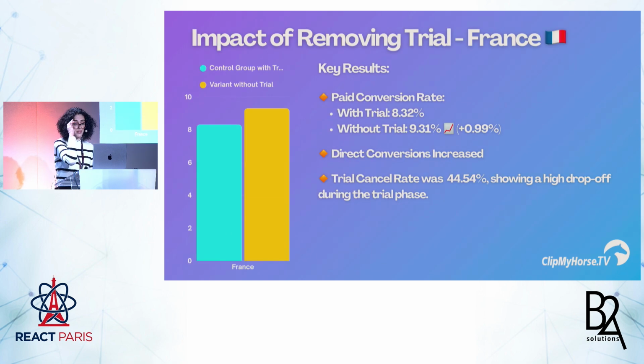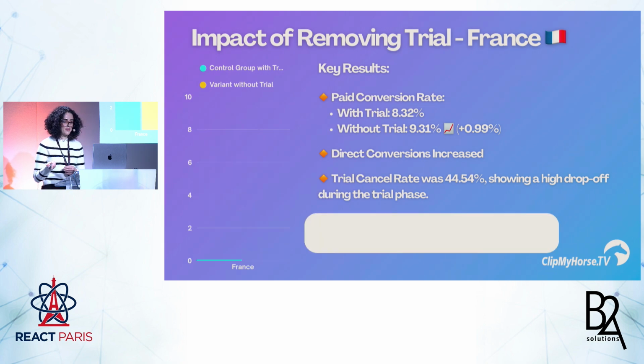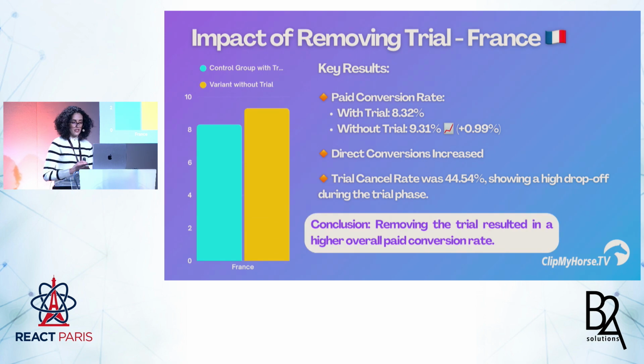Now let's see the impact of removing the trial month for France. The results are that the paid conversion rate for the users without trial increased to 9.31%, almost 1% higher. Direct conversions increased, and the trial cancel rate was almost 45%, showing a high drop-off during the trial phase. And the conclusion about the France market is that removing the trial resulted in a higher overall paid conversion rate, which is a success.